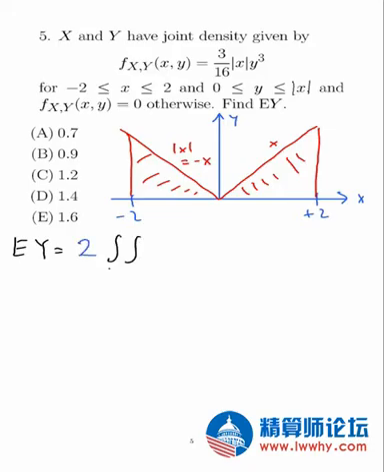the double integral of, I'll do the right-hand region because I find it slightly simpler. X goes from 0 to 2, y goes from 0 to x, and then I have y times the joint density. So I have y times 3/16 x times y cubed dy dx. Right? This 2 out in front, there I'm using symmetry.